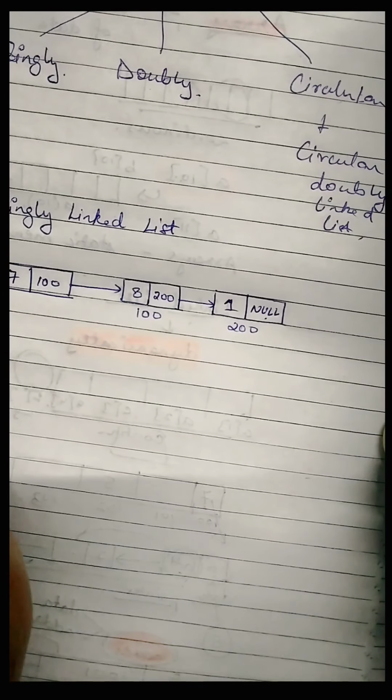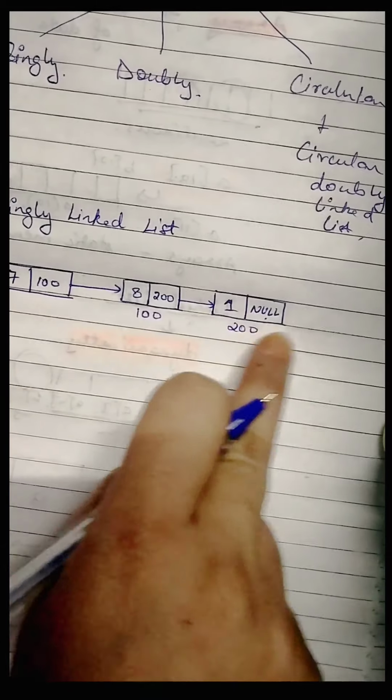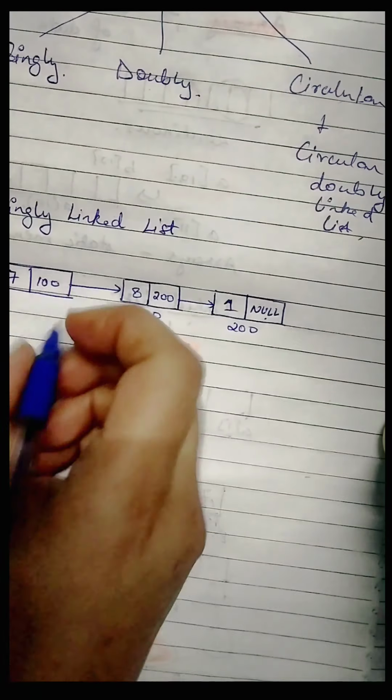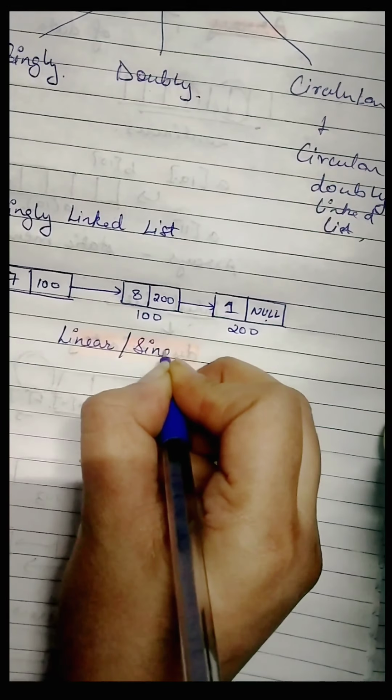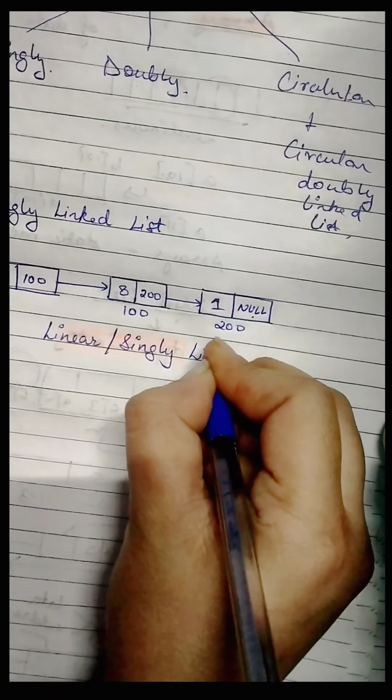So a singly linked list is the one in which all the nodes are linked in some sequence manner. Hence it is a linear linked list.